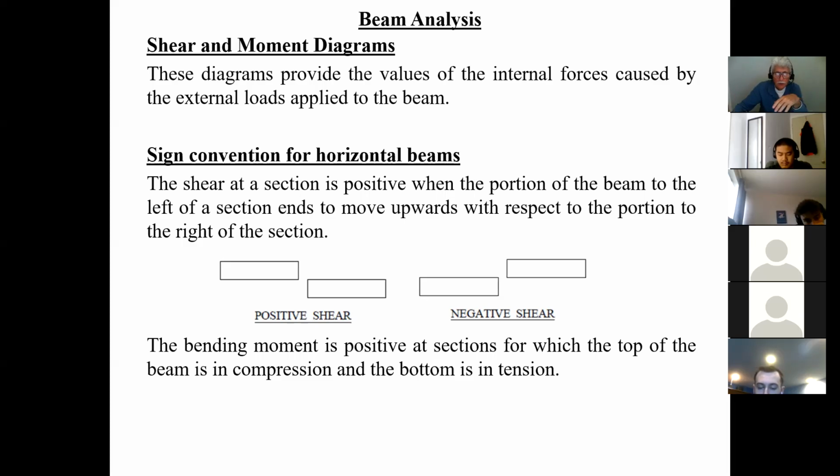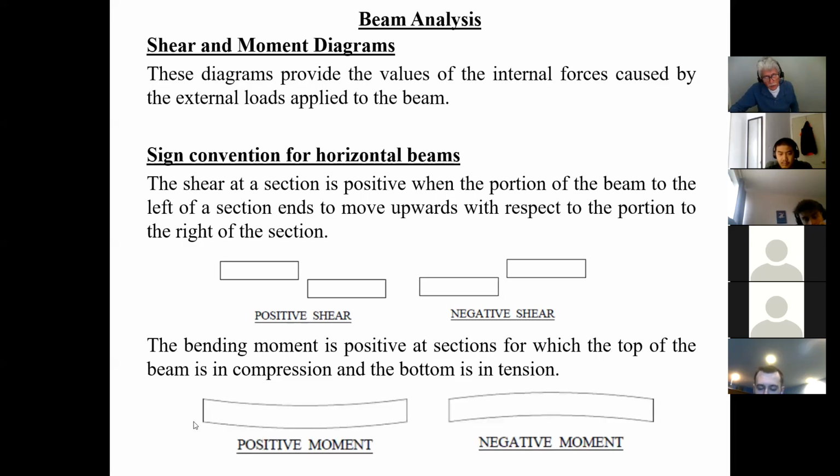That's just to tell us how the fibers are being affected by the way the beam is being bent. Positive moment means, in other words, here, the load is causing all the fibers to be in tension. The tension is on this side, so we call that a positive moment. Here, the load is pushing upwards, all the tension is at the top and the compression is there, and therefore we call this a negative moment.